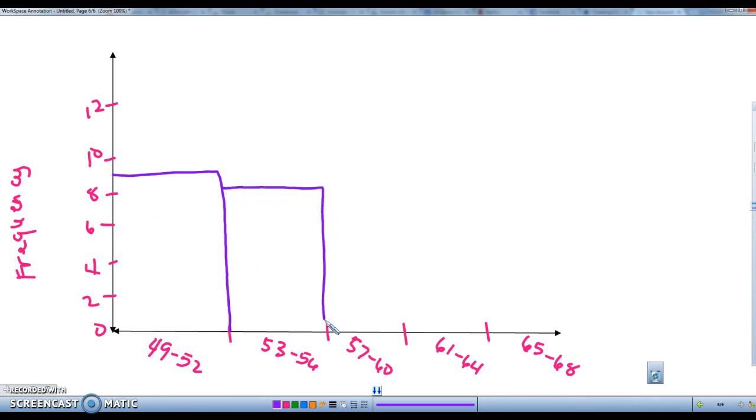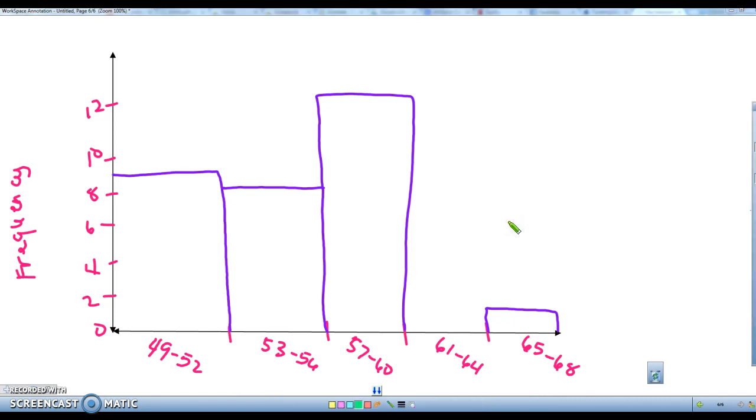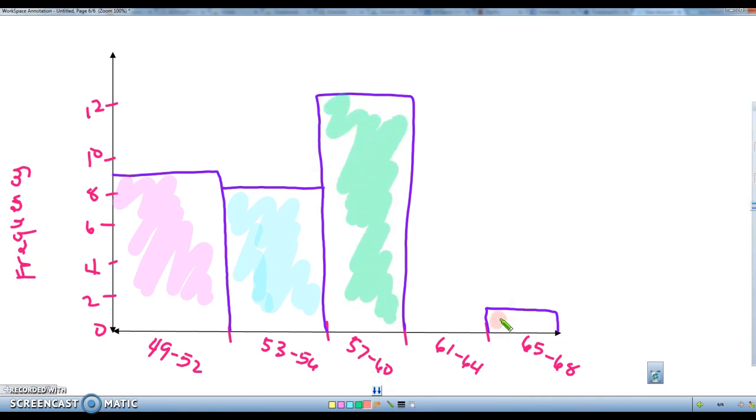So again, there's no gaps in between. It goes all the way across. From 57 to 60, I had 12. I'm going to go up to 12, bring it back down. I didn't have anyone in 61 to 64, so there will be that gap in the data there. And then I only had 1 in 65 to 68. And we can color these in or shade them in as we need. It doesn't have to be super pretty or anything. And sometimes they shade them and sometimes they don't. It just kind of depends what you want to do. But that is a histogram.